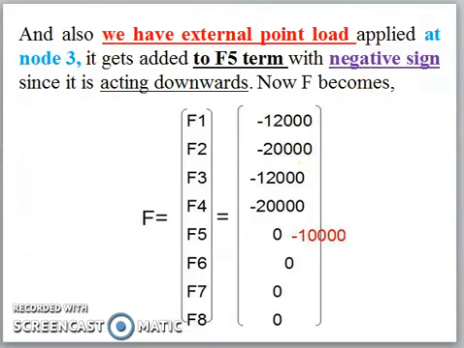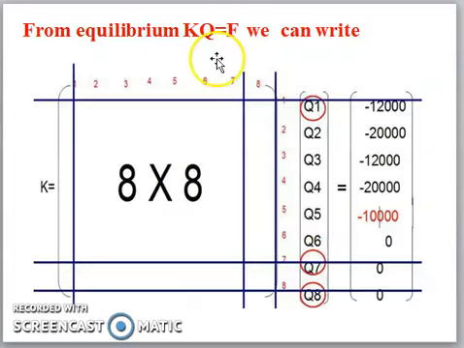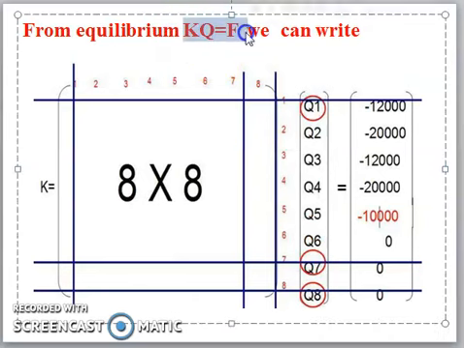Now after this, the next step is the equilibrium equation. What is the equilibrium equation? Again KQ equal to F, or you can write KQ minus F equal to 0. I have written it here. K is the global stiffness matrix, and the size of the global stiffness matrix is 8 by 8. Then Q1 to Q8 is the global displacement vector, and F1 to F8 is the global load vector.